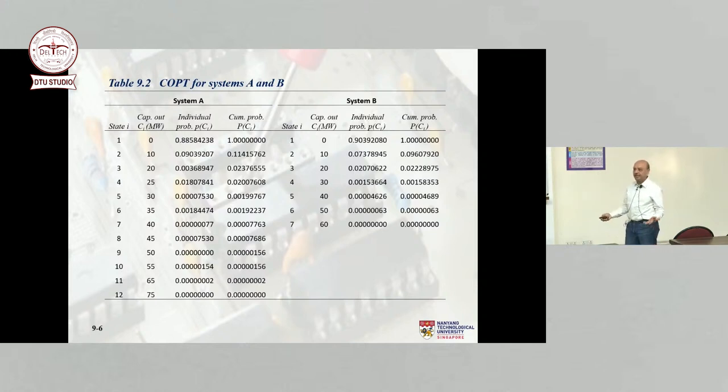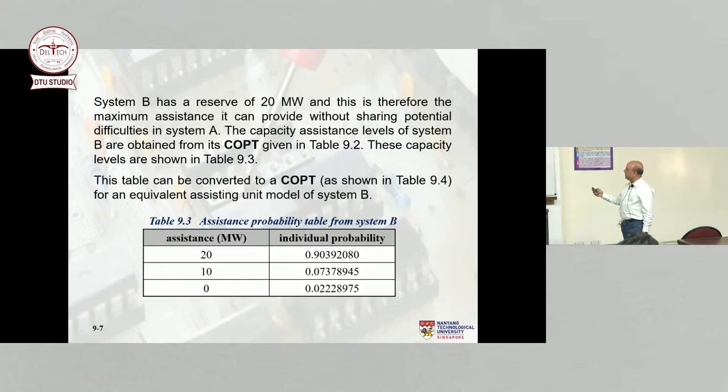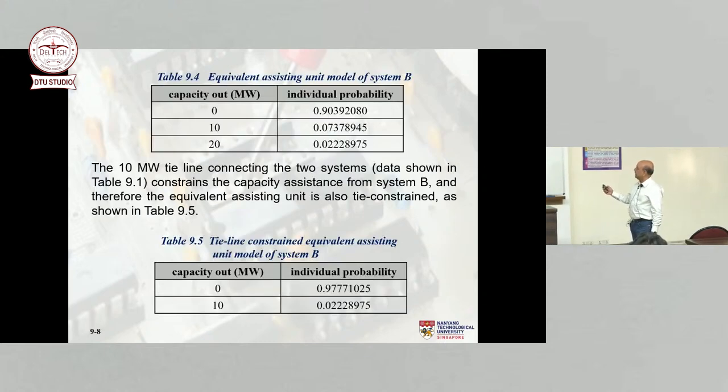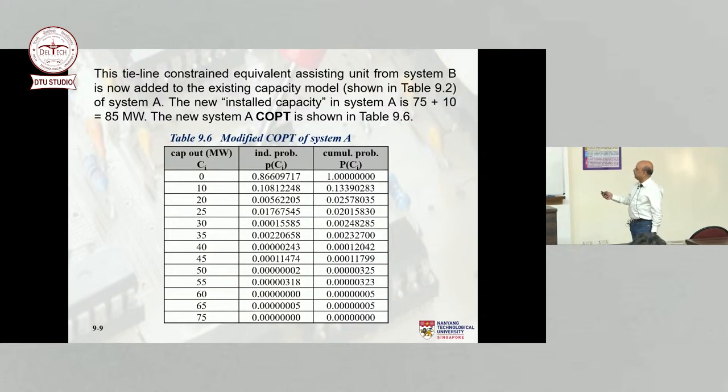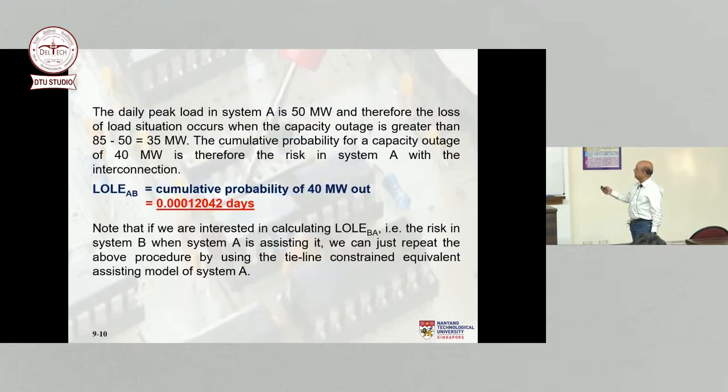The lower the better, right? The risk, the lower the better. So the system is more reliable, of course. That's what you would expect intuitively. Now we are quantifying the benefits, okay? So this is how the equivalent assisting unit approach works. And we will get the new LOLE, which is given here, okay?